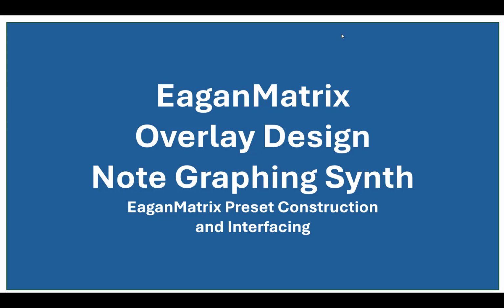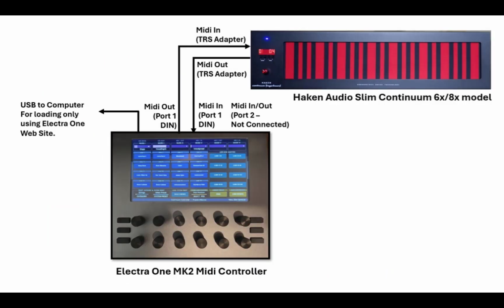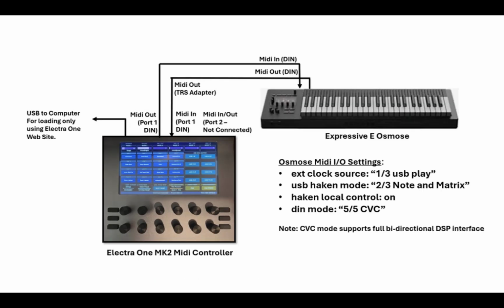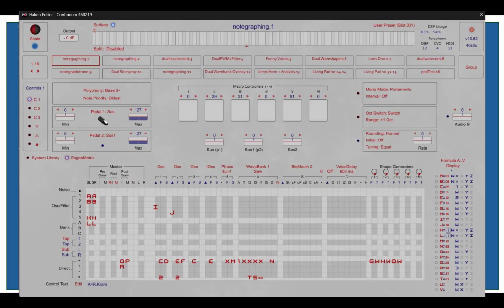Let's talk about the actual design for this note graphing synth that I've created for the Electra One MIDI controller and EaganMatrix, interfacing to a Haken Continuum or an Expressive E Osmose, possibly a Haken EaganMatrix module. In particular, this video will talk mostly about creating the EaganMatrix preset that's the core of the overlay interface.